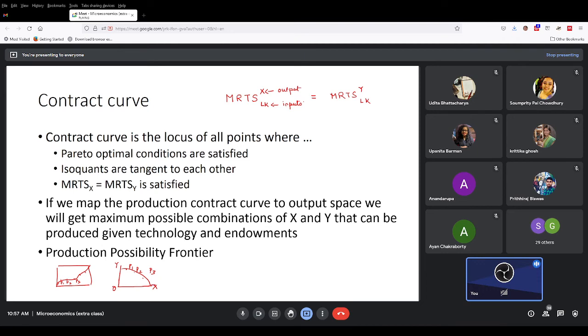If you are producing this amount of X, see in an Edgeworth-Bowley box, what is the maximum amount of Y that you can produce? This amount. Okay, so I'm getting the production possibility frontier. Given my technology, given endowments, this represents the frontier of my production possibilities. If I'm within the production possibility frontier or production possibility curve, I'm underutilizing resources, and if I go beyond the PPF, well, I require more resources or an improved technology.